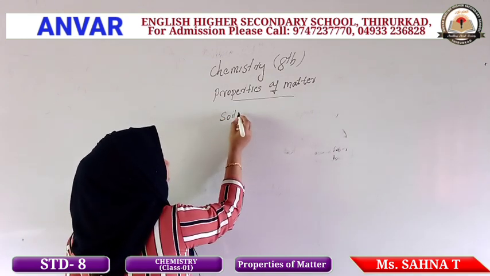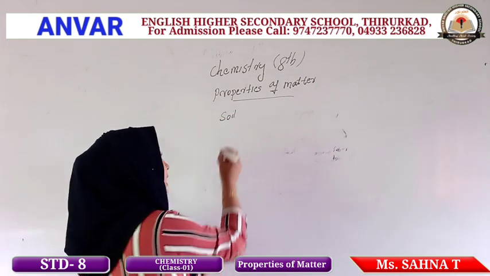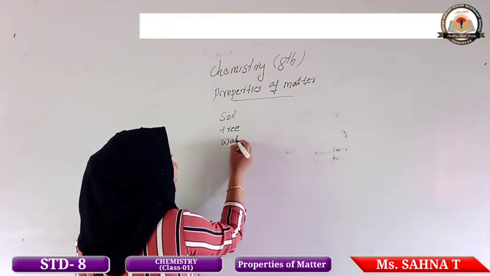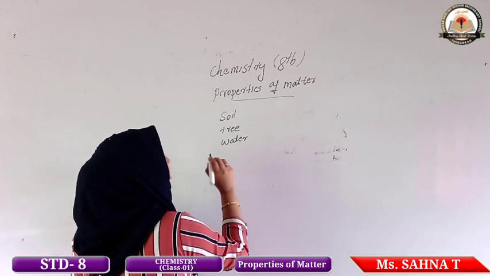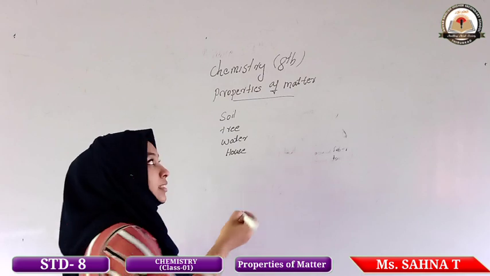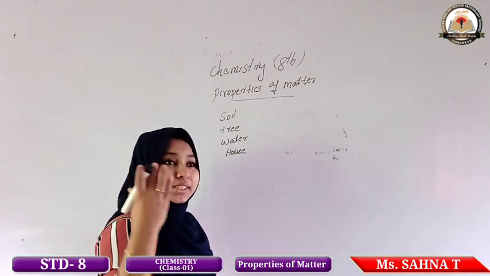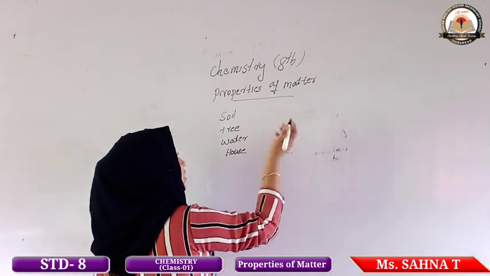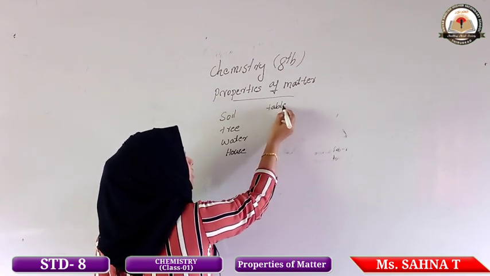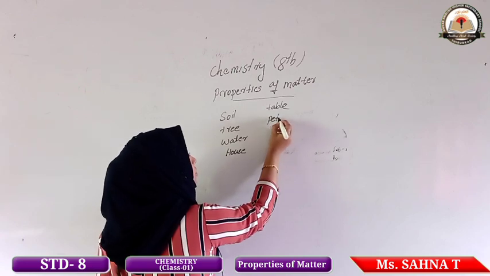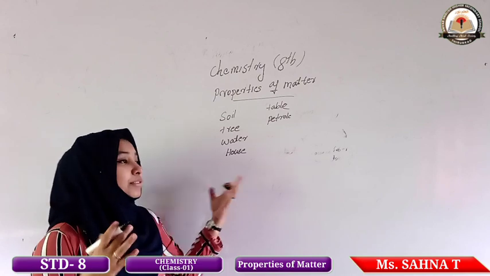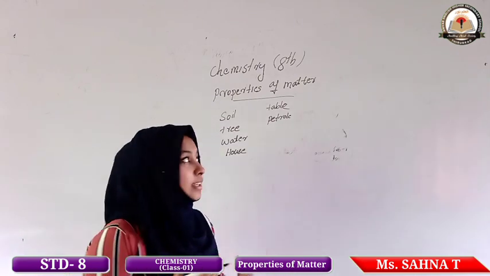Soil and tree, then water, and house. And what are some objects present in your house? Write some objects present in your house, and table, petrol, etc. Many more different objects are present in our nature.